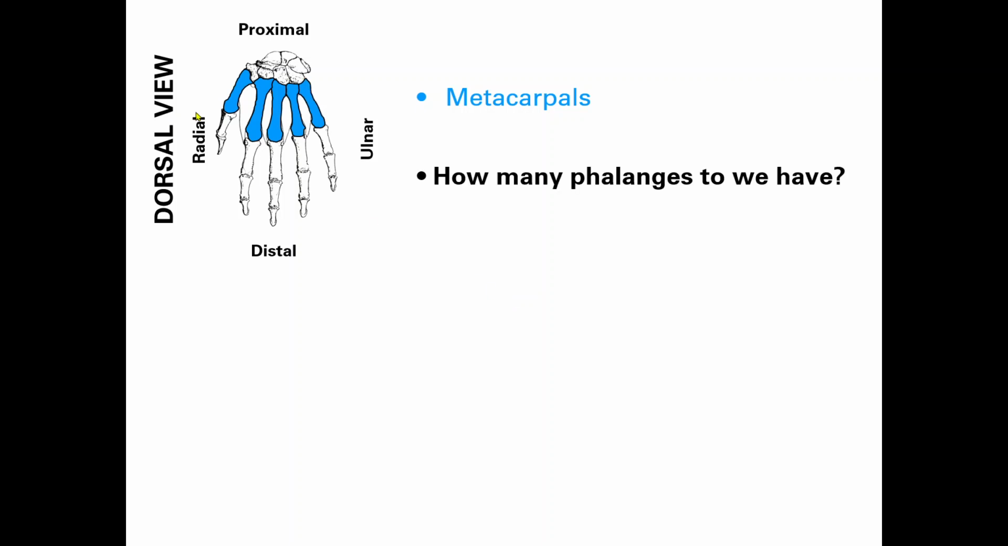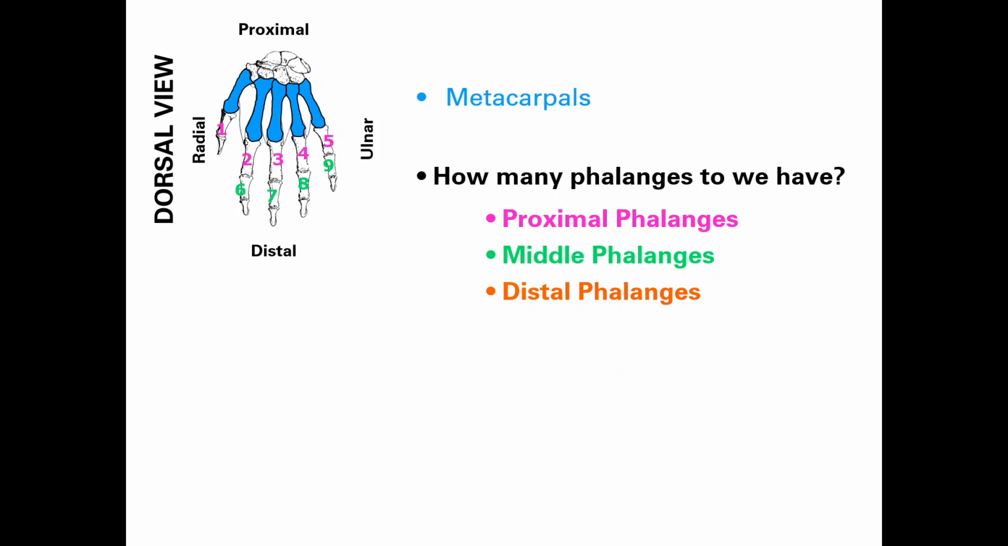And then we have our phalanges. We have 3 phalanges for each digit, except for the thumb, and so we have 14 phalanges. We have the proximal phalanges, 1, 2, 3, 4, and 5. Then we have the middle phalanges, which are for the index finger, middle finger, ring finger, and pinky. And then the distal phalanges, which include the thumb because it doesn't have a middle, and then the index finger, middle finger, ring finger, and pinky.